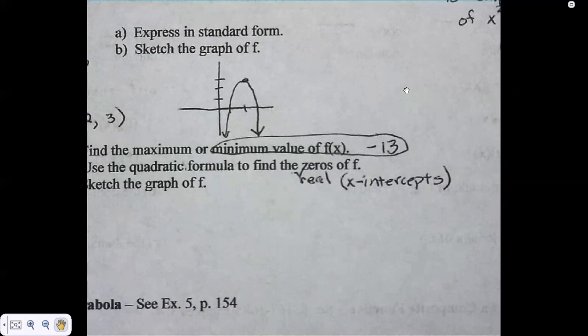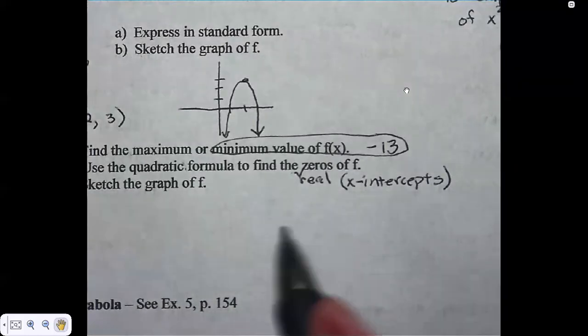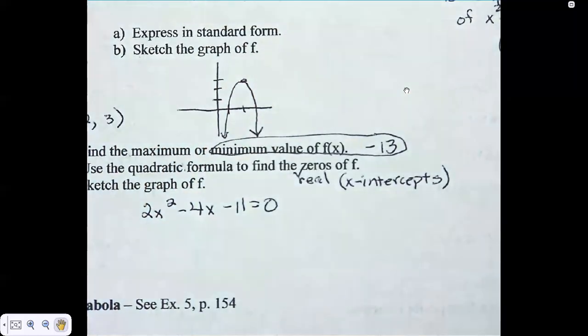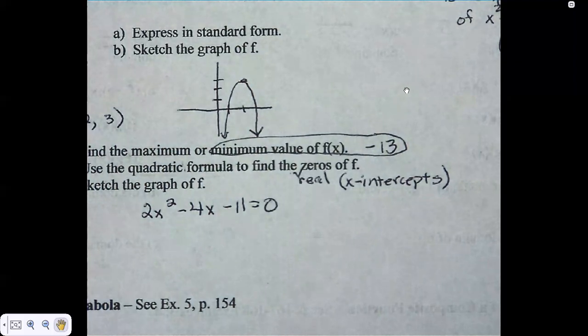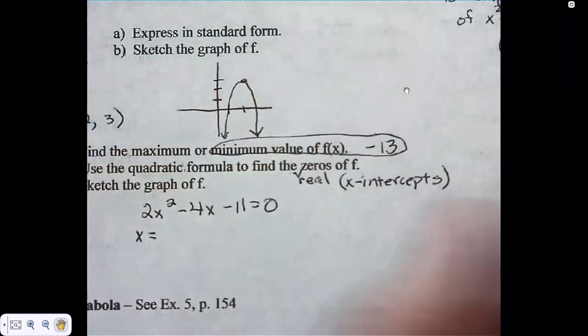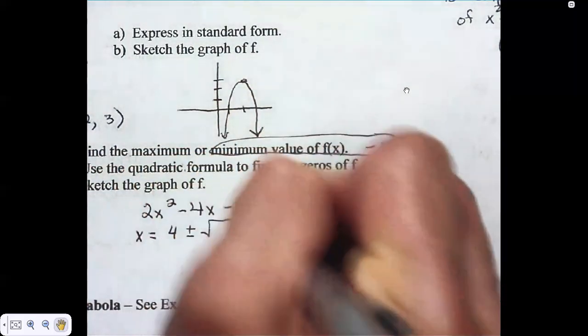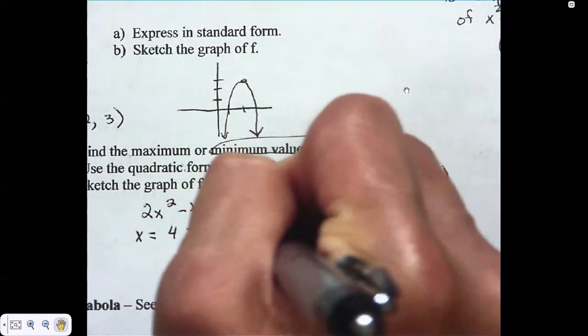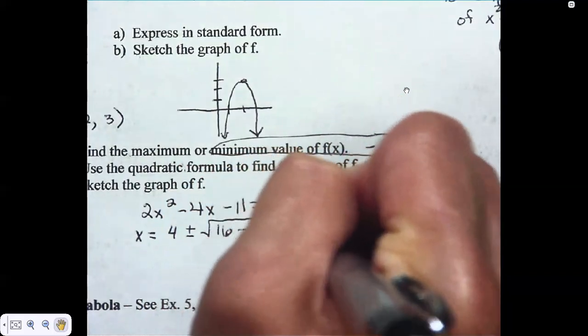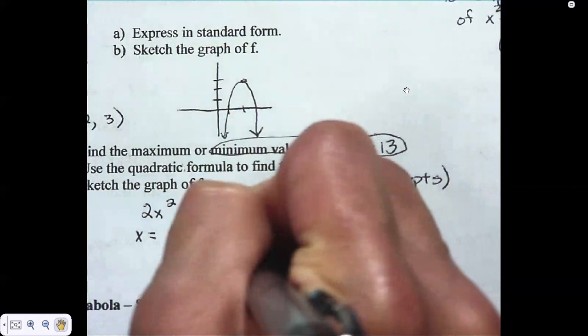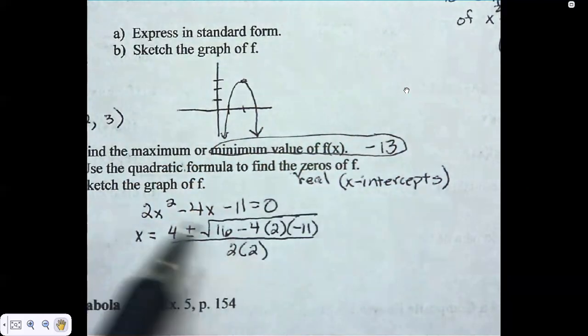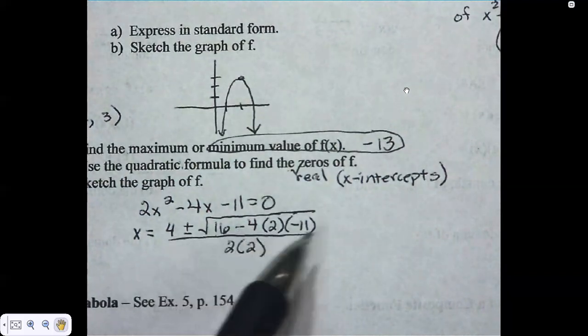Use the quadratic formula to find the zeros of the function. Even if it hadn't told me to use the quadratic formula, when I set y equal to 0, if it won't factor, I know the quadratic formula is the way to find the zeros. x equals negative b plus or minus the square root of b squared minus 4ac, all over 2a. Negative b plus or minus the square root of b squared minus 4ac over 2a.